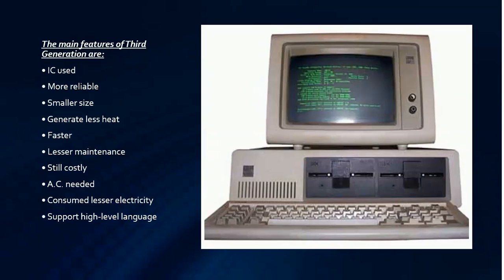The main features of the third generation IC were that they were more reliable, smaller in size, and generated less heat. They were faster than the second and the first generation. They needed less maintenance, but they were still very costly, and ACs were needed to cool them down.